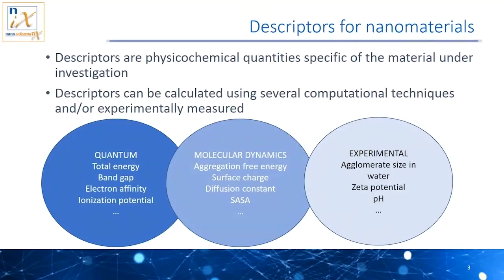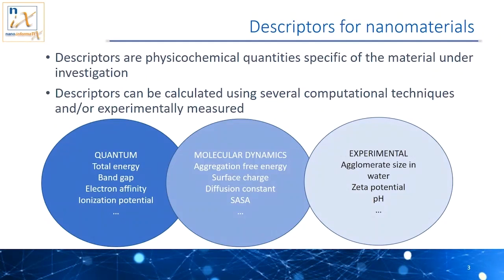Descriptors are physicochemical quantities specific of the material under investigation. Descriptors can be calculated using several computational techniques and also experimentally measured. We are talking about nanomaterials, but still the size of the materials themselves and the biological entities in contact with them is too large to be computationally feasible at a quantum scale.